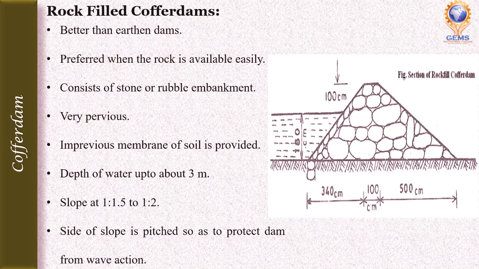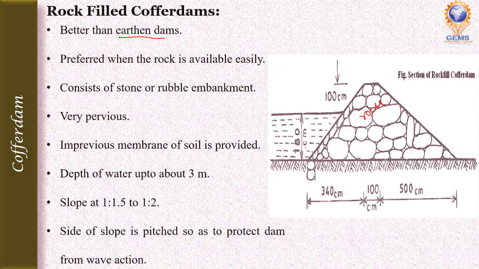Next type is rock-filled cofferdams. Like the earth-filled cofferdam, most everything is the same, but the filling material inside is different. In the earth-filled, we will have earth materials like sand or clay, soil. But here we will have a rock filling. So that is why it is called rock-filled cofferdams. Due to the rock fill, these rock-filled cofferdams are better than the earthen dams. These dams are preferred when rock is easily available at the construction site.